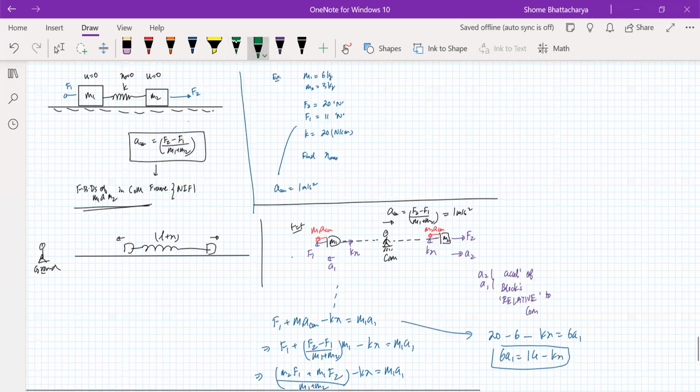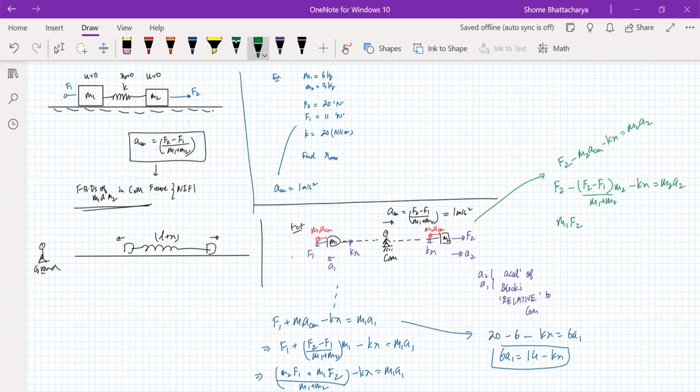Okay. Now, similarly, let's write the equation for the second block. For the second block, we have F2 minus M2 ACM minus Kx is equal to M2 A2. So we have F2 minus F1 upon M1 plus M2 into M2 minus Kx is equal to M2 A2. So this time you can see F2 will have similarly that term F1, plus M2 F1, that same term you will get. We get this equation. You see, this equation and this equation are symmetrical.